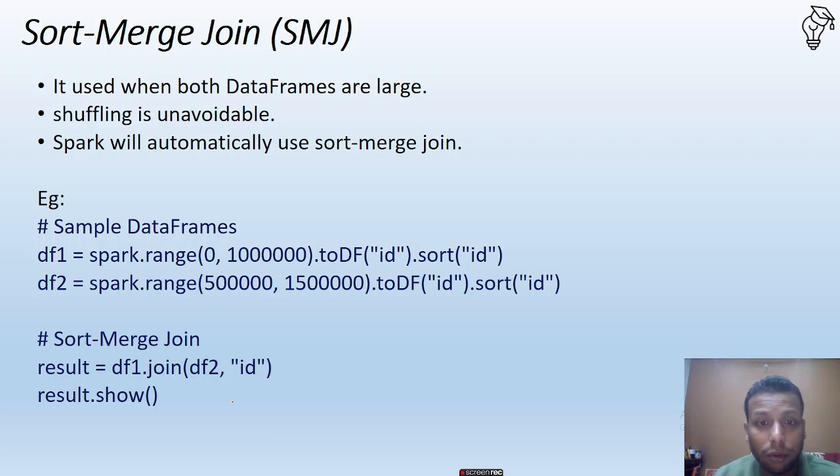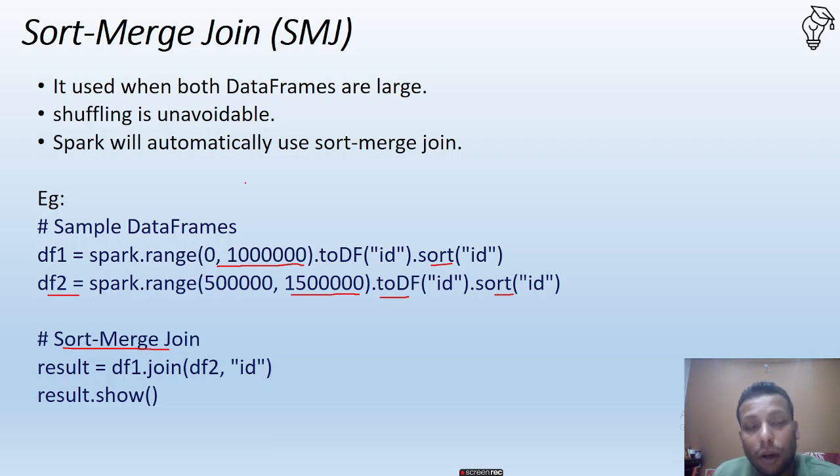Spark will automatically use sort merge join. Here you can see I created the data frame of around 10 million rows and sorted it. I created another with 1 million, and one more data frame of 500,000 to 1.5 million, converted it to a data frame and then sorted based on the ID. I joined these two data frames, so it applied the sort merge join. What it did was shuffling, then sorting, and then merging these two data frames.